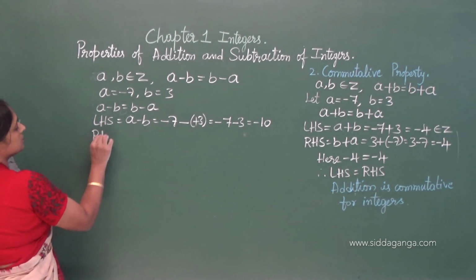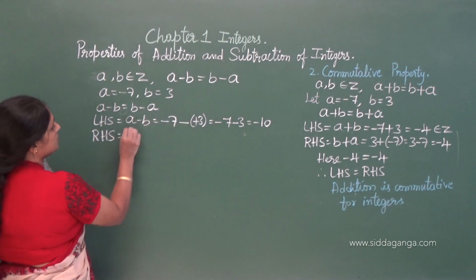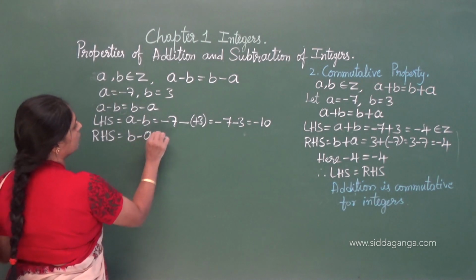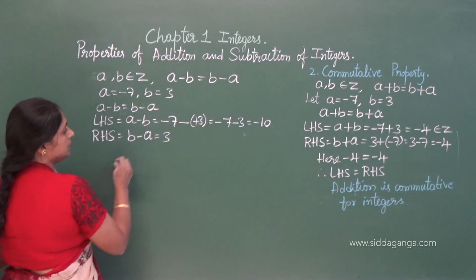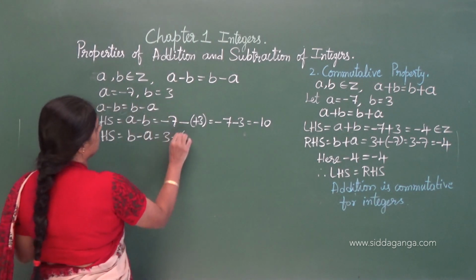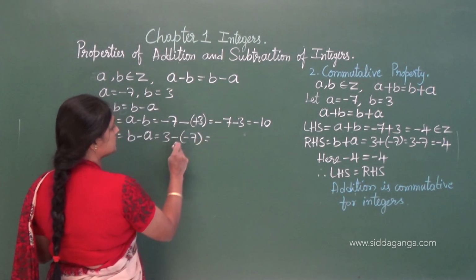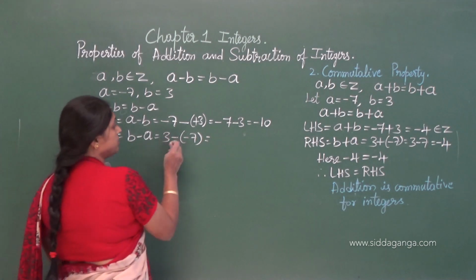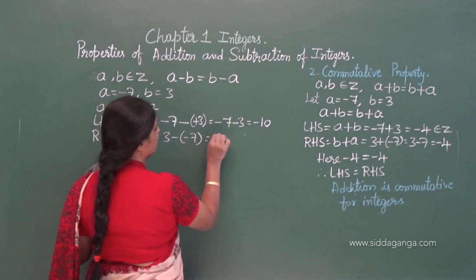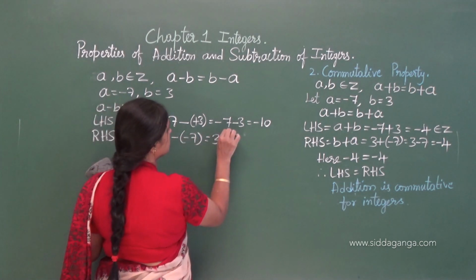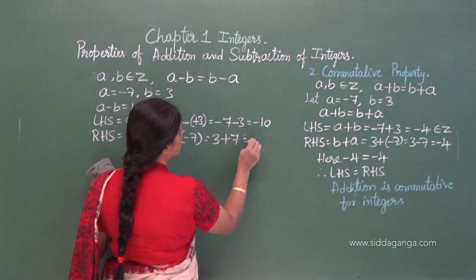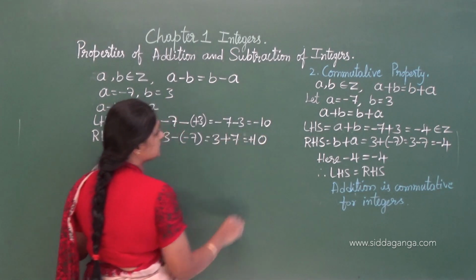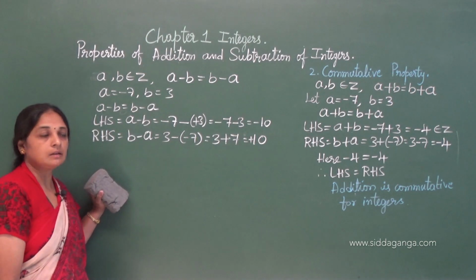Take RHS. What is RHS here? It's b minus a. What is b here? It is 3 minus of minus 7. We are subtracting here. The operation is subtraction. 3 minus of minus 7 is equal to 3, minus into minus is plus 7. So that is equal to plus 10.